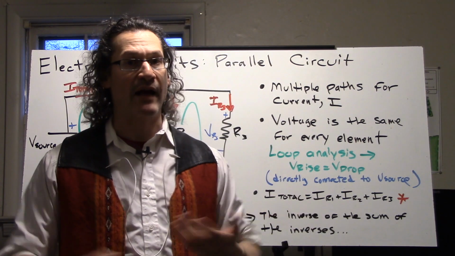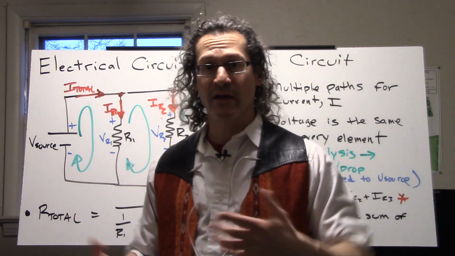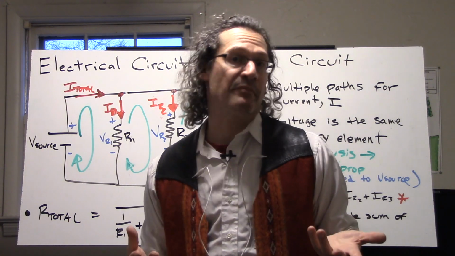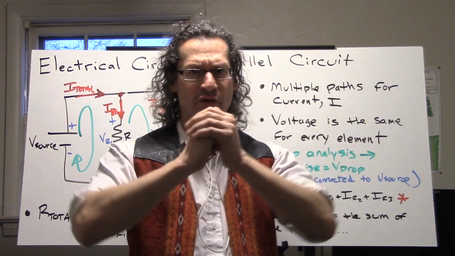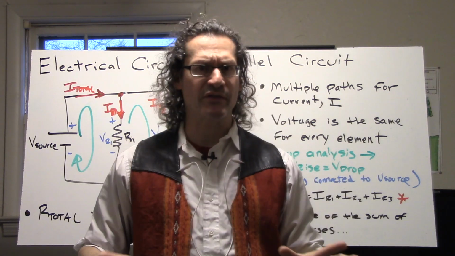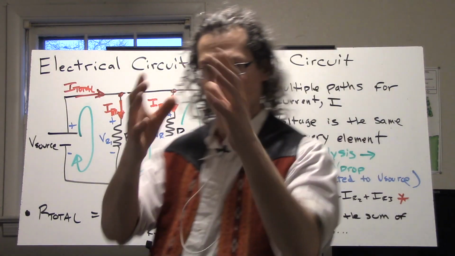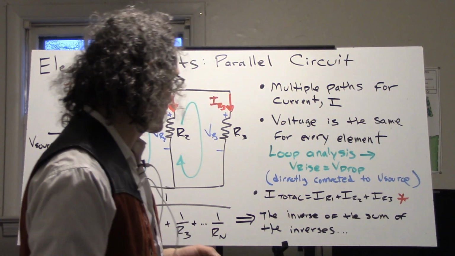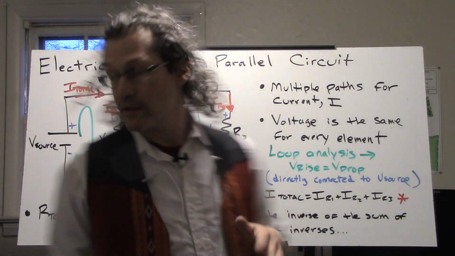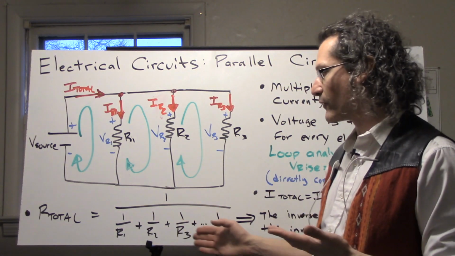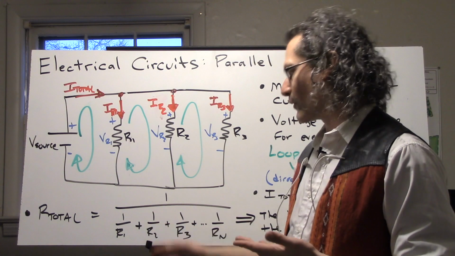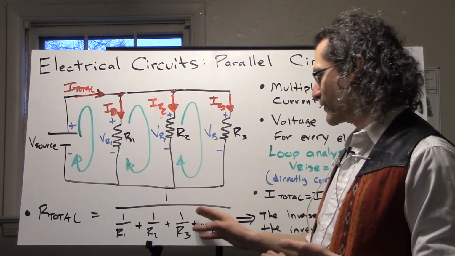The current splits. I'm going to redraw the circuit in the next panel that would illustrate this a bit better, so you can really see that there's a junction and that there's a flow of current and that it splits off into other resistors. And so it divides and comes back, rejoins. And then the R total is this weird thing over here, 1 over R1 plus 1 over R2 plus 1 over R3 plus 1 over Rn.